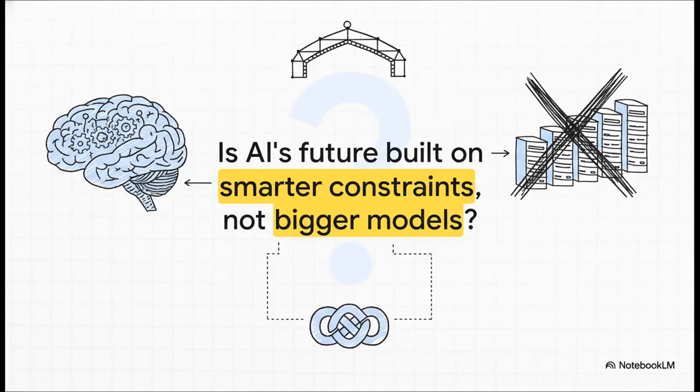So what's the big takeaway here? The success of MHC points to something really profound about the future of AI. For years, the name of the game was just go bigger, build bigger models. But this paper asks a totally different question. Will the next giant leap forward come from more elegant, intelligent architecture? Is the future of AI built on smarter constraints and not just on bigger and bigger models? That's the really exciting question this paper leaves us chewing on.